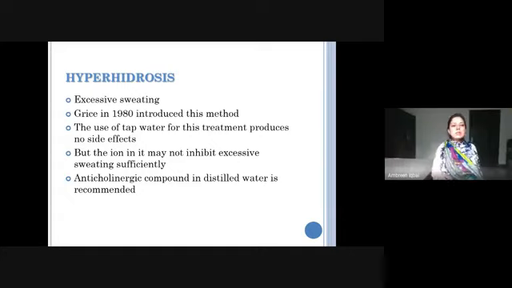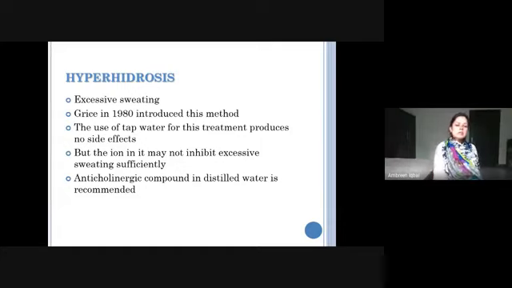The next is Greece, who effectively introduced this process of iontophoresis in 1980, and he used tap water for this purpose. By using tap water there were no side effects. But you can also use some anticholinergic compounds if required.